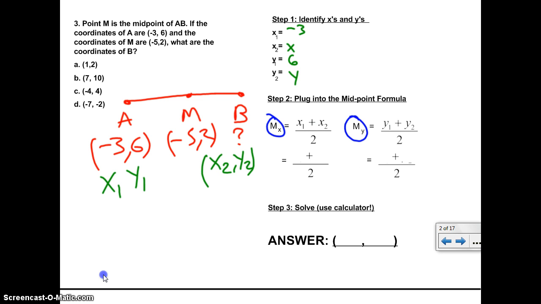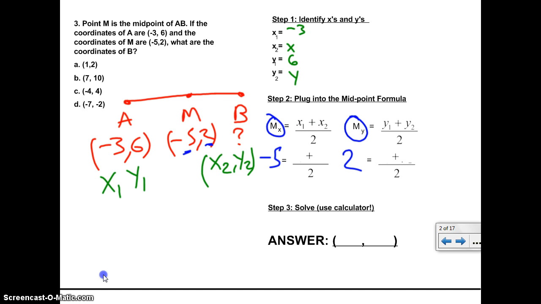So what are we going to plug in for mx? You got it, -5. We put it on the outside over here. Now what about for my? You got it, the y coordinate of the midpoint. So we're going to label 2 here. So now where are we going to go from here?